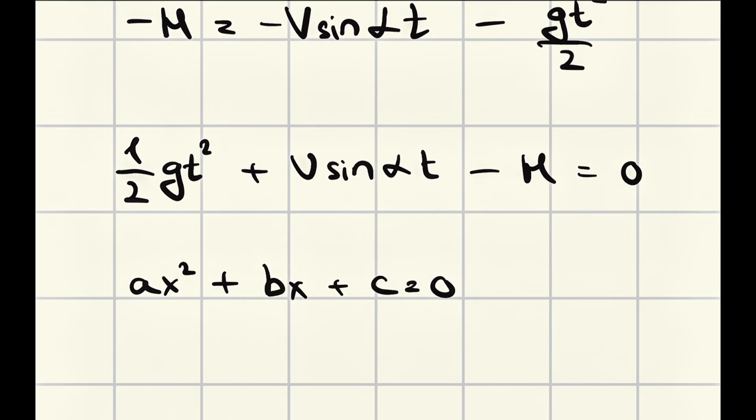Because as you can see here, our x squared is t squared, x is t, and our 1 divided by g is 1 divided by 2g is a, v sine alpha is b, and minus h is our c. Yeah, minus h, not just h. We need to take this into account because this minus will play its role. Yeah, minus h would be c. Let me show it like this: this is this one, this is this one, and this is this one.